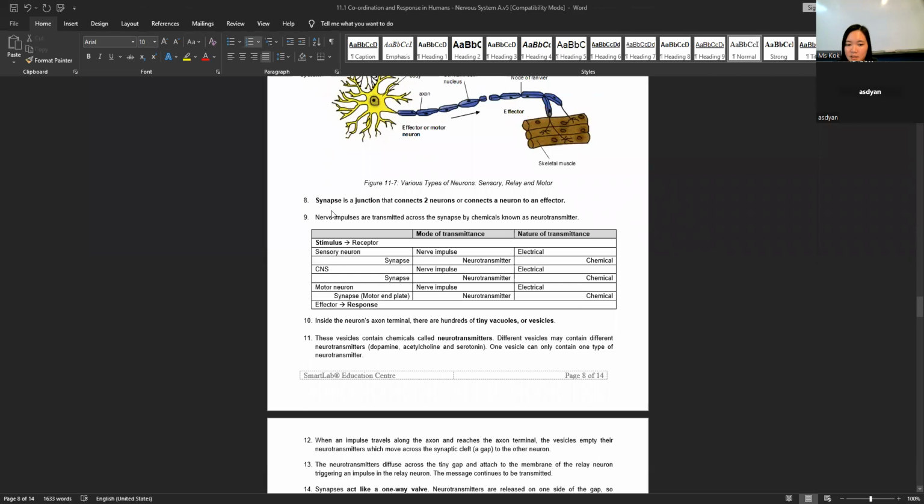Okay, synapse. Synapse is a junction that connects two neurons or connects a neuron to an effector. So nerve impulses are transmitted across the synapse by chemicals known as neurotransmitters. So you have to imagine. So here, stimulus to receptor. Here we have the sensory neuron. Moving along the sensory neuron is nerve impulse.